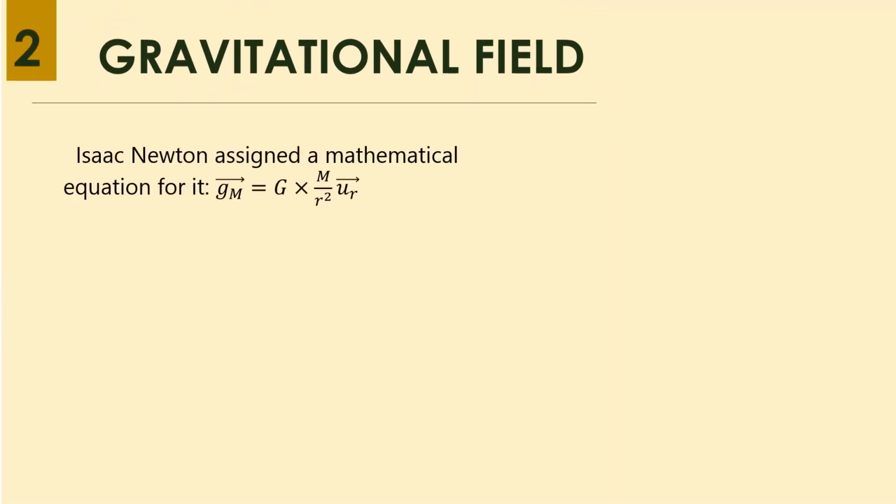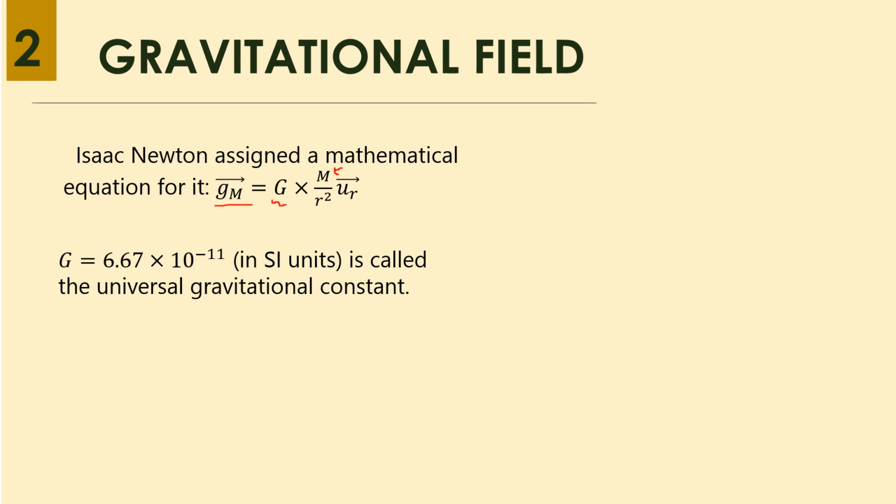Isaac Newton proposed an explanation for gravity and for what holds planets together. According to Newton's theory, the gravitational field Gm of a certain mass is given by the equation G, a constant, multiplied by the mass itself, divided by the distance squared, the distance from the point we are studying in the first place. And he added UR, which shows the radial orientation of the field. The constant G, 6.67, is known as the universal gravitational constant. It is expressed in SI units, regardless of what these units are.